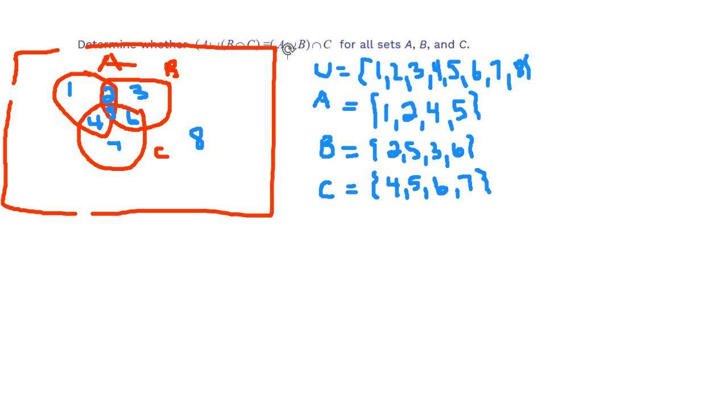Okay, so now we're ready to do the work here. So let me just write it out. So we have A union with B intersected with C. And we want to know, is this equal to A union B intersected with C?